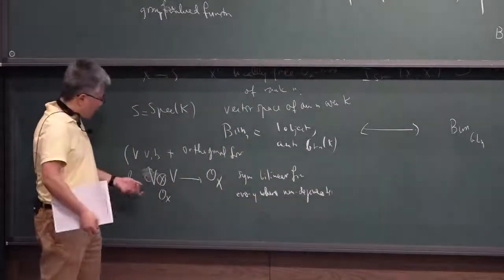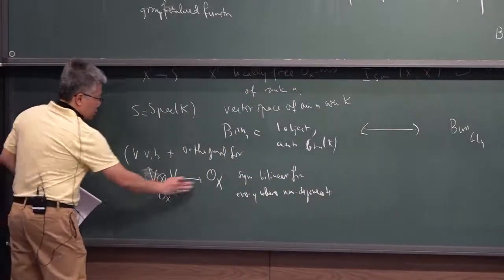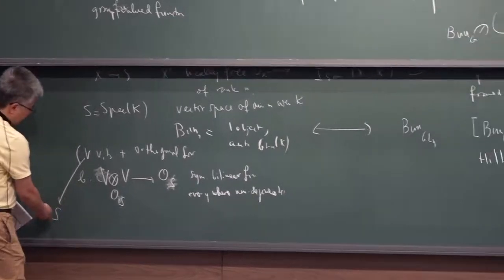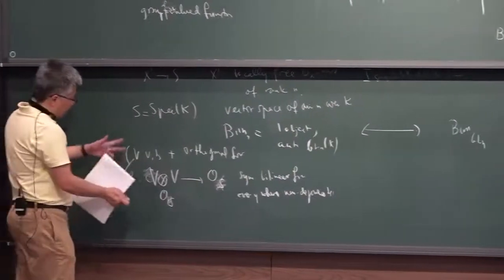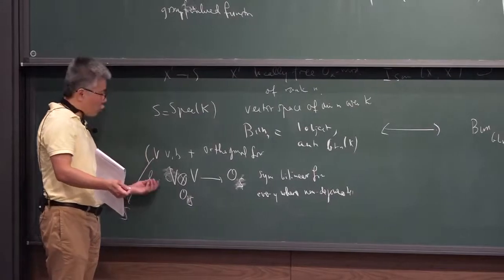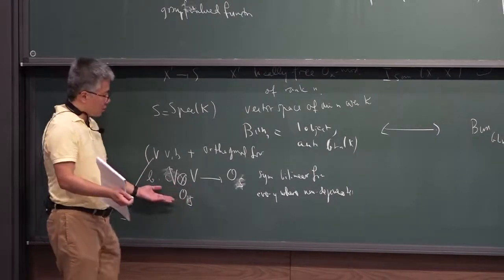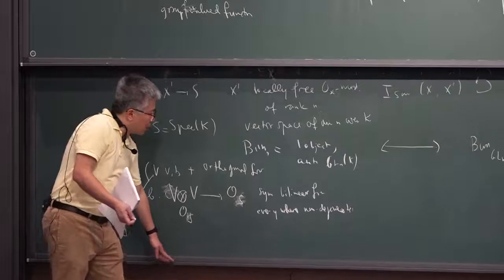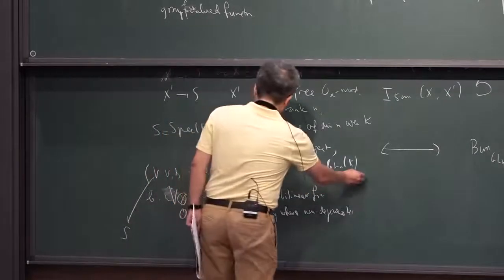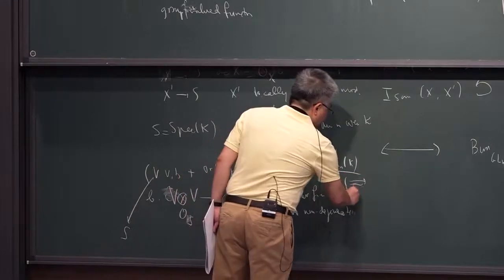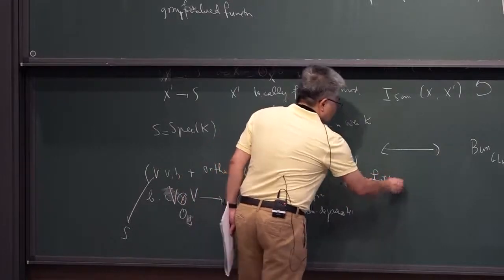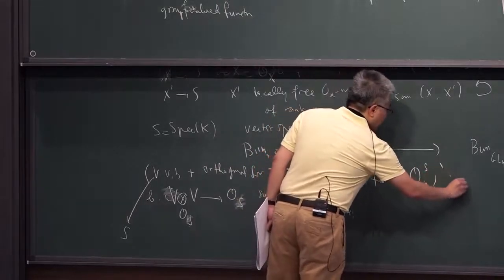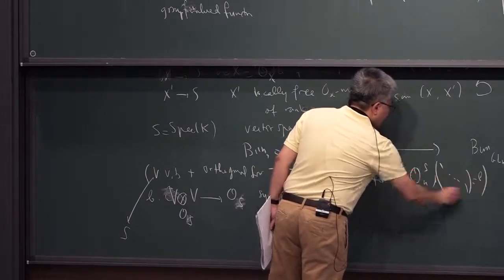That means fiber-wise, for every point of the base, so this is S, for every point small s in S, the fiber V is a vector space equipped with the form induced on every single fiber. And of course we have this object of the form: the trivial vector bundle O_S^n plus a form given by, for example, the identity matrix with units.